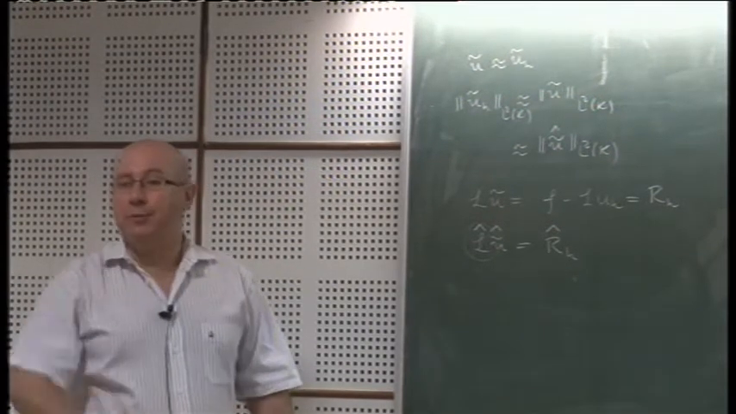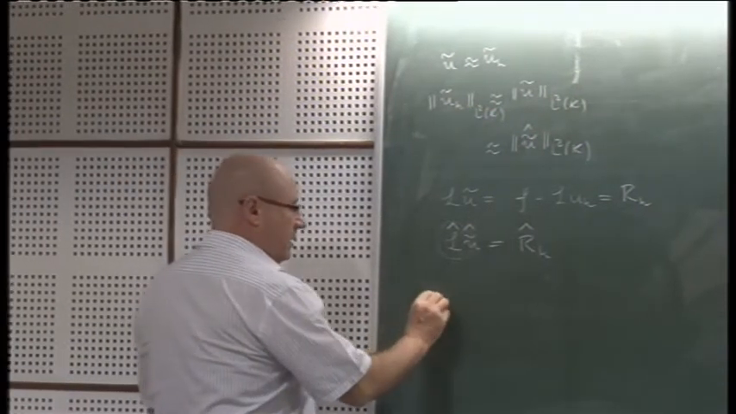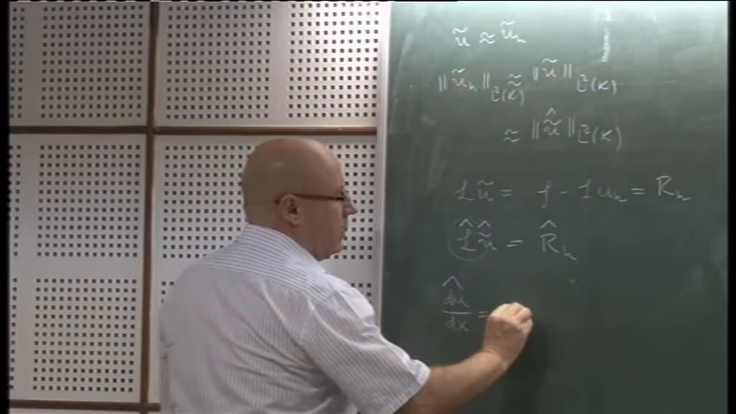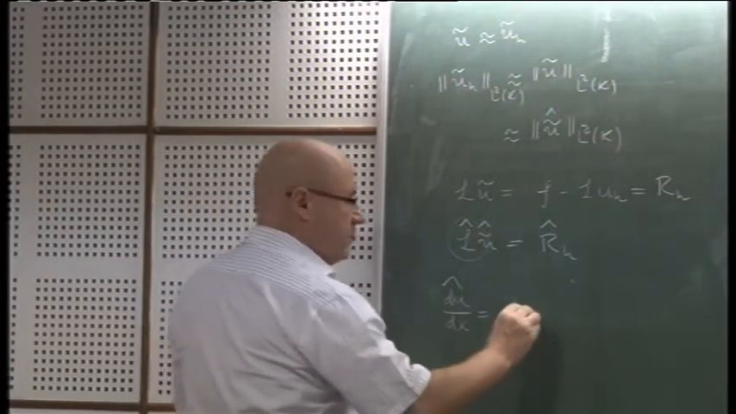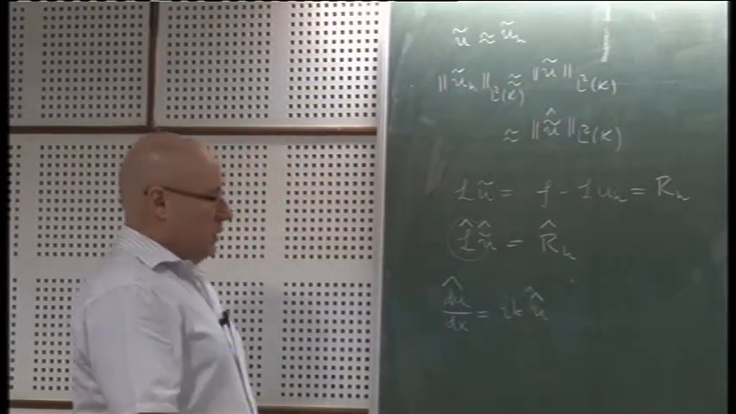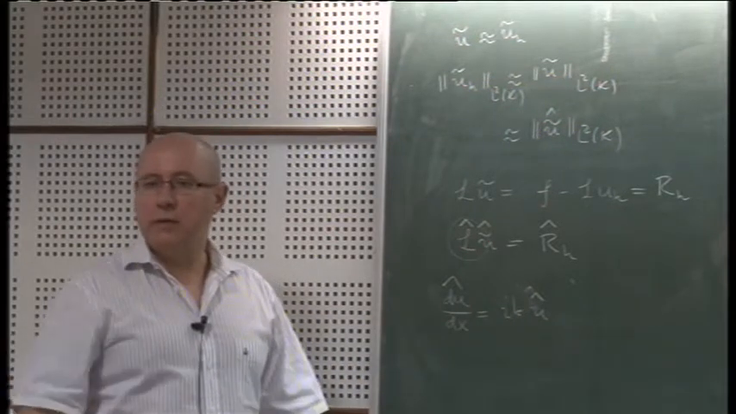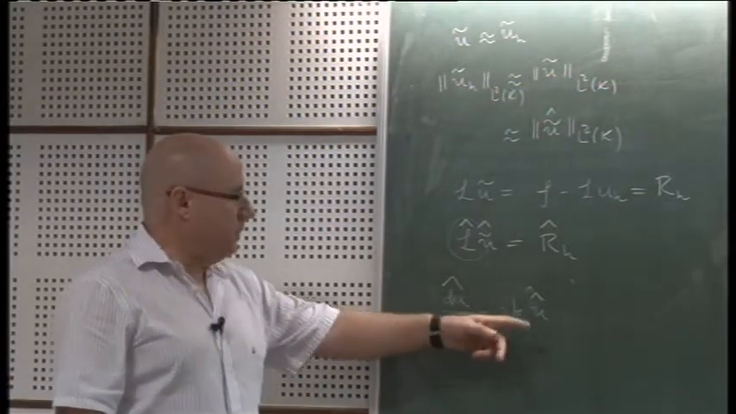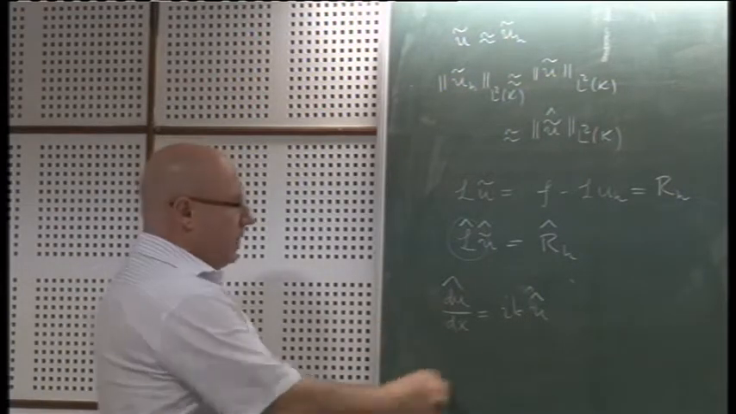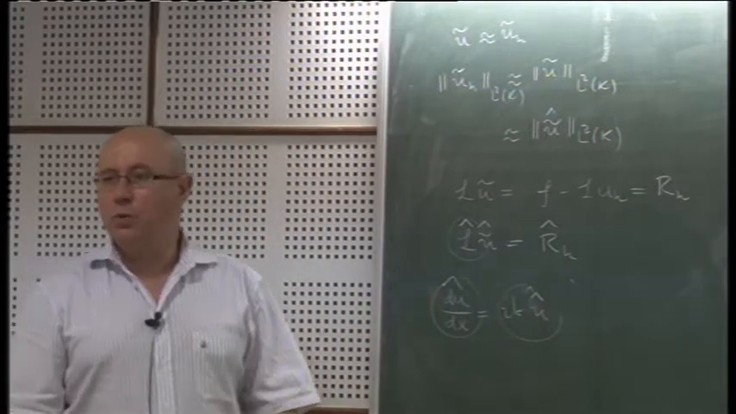An algebraic approximation. For example, you know that the Fourier transform of du/dx in general is ik, k being the wave number, times u hat. So in general, each derivative introduces a factor ik, i being the square root of minus 1. Each derivative introduces that factor. So you have an algebraic approximation of the operator. That's what we were looking for.